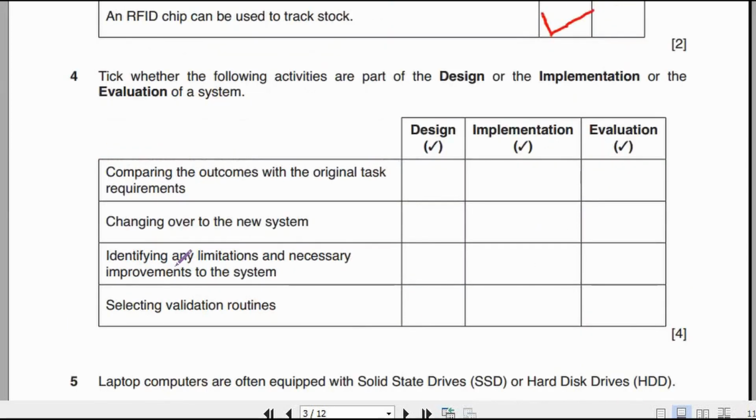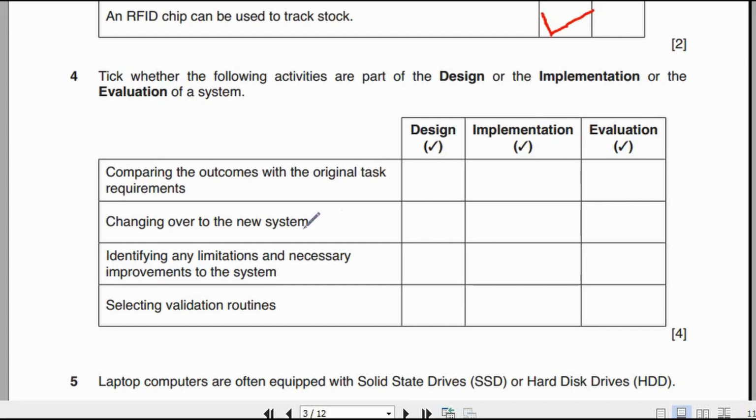So now let's go to question number 4. This question is worth 4 marks, so we have 4 parts, and each part carries 1 mark. This question is not like the other question we have just discussed. Pick whether the following activities are part of the design, implementation or evaluation of a system. This is a system development life cycle chapter question: design, implementation, and evaluation. There are 3 phases of it.